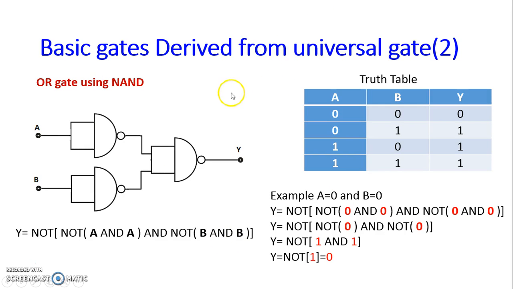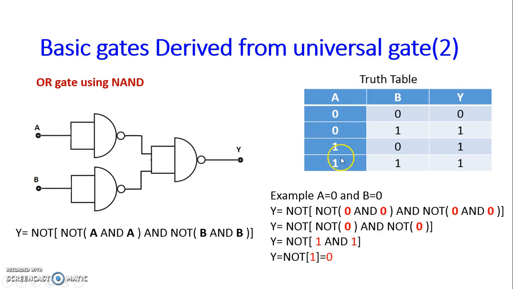In a similar fashion, we can design or implement other basic Boolean functions using NAND and NOR gates. For example, the OR gate using the NAND gate. This is the truth table of the OR gate. For the combination 0 0, the output is 0. For the other cases 0 1, 1 0 or 1 1, the output is 1.